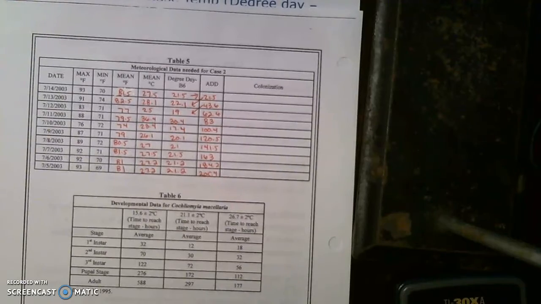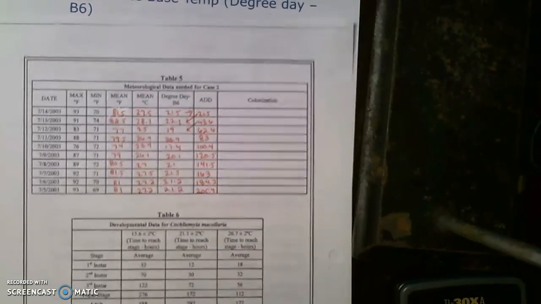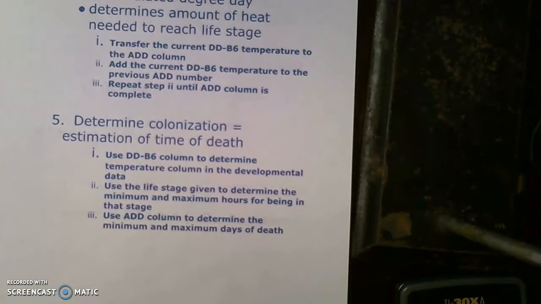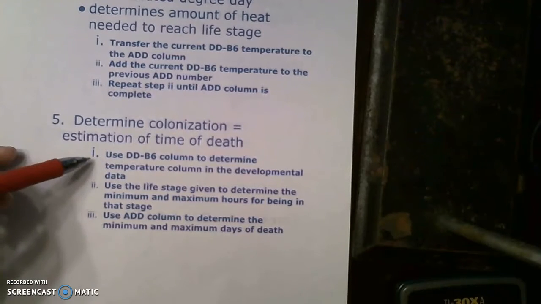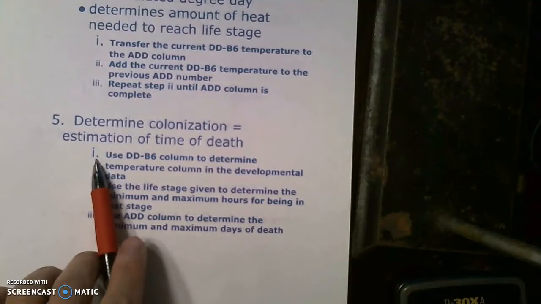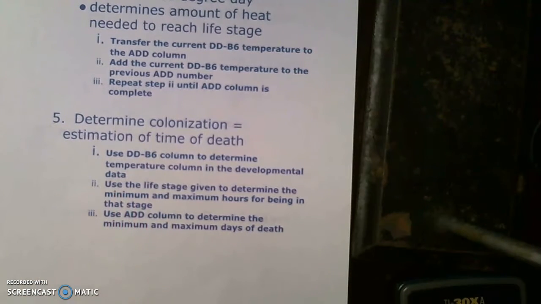Now the last step is the trickiest step. In step 5, what we're going to do is determine the colonization. This will give us our final answer, which is the estimation of the time of death. And what we will do is we'll follow these steps here. The first one says use the DDB6 column to determine the temperature column in the developmental data.